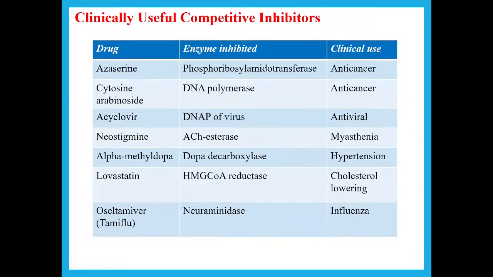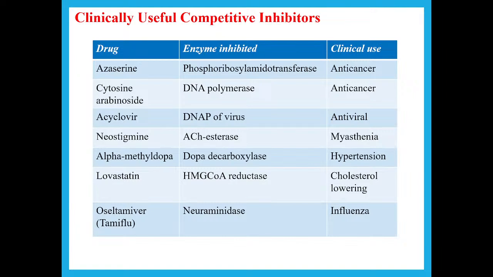Next, azathioprine, phosphoribosyl amidotransferase, is anti-cancer. Cytosine arabinoside, DNA polymerase, anti-cancer drug. Acyclovir acts on the DNA polymerase of the virus, that is antiviral. Neostigmine, acetylcholinesterase, is for myasthenia gravis, a neural disease. Alpha methyl dopa, dopa decarboxylase, is for hypertension.